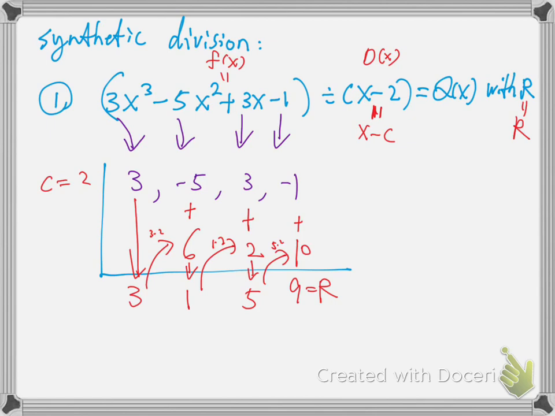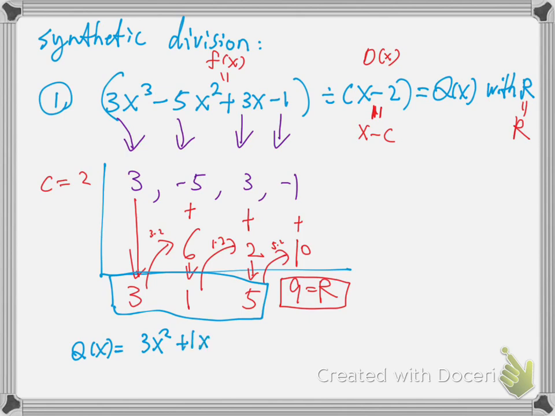So now we got the remainder part for this division. The division always has 2 parts of the solution, quotient and remainder. Now the last number is the remainder. These 3 numbers will give us the quotient q(x). So q(x) is 3x squared plus 1x plus 5. These 3 numbers are the coefficients, in decreasing order, for the quotient q. So this is the first synthetic division.